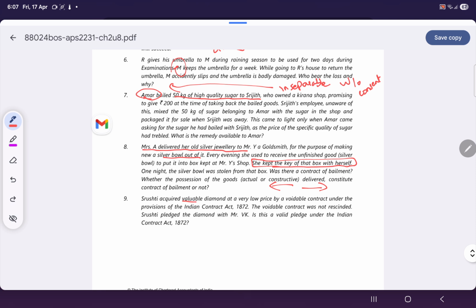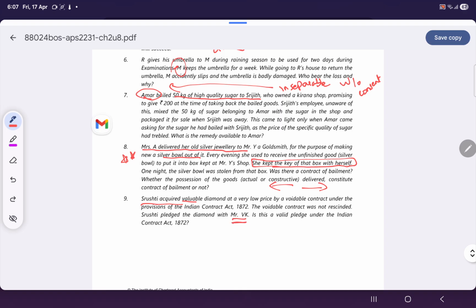Srushti acquired a valuable diamond at a very low price by a voidable contract under the provisions of the Indian Contract Act. The voidable contract was not rescinded. Srushti pledged the diamond with Mr. VK. Is this a valid pledge under the Indian Contract Act? Yes, if VK has acted in good faith.